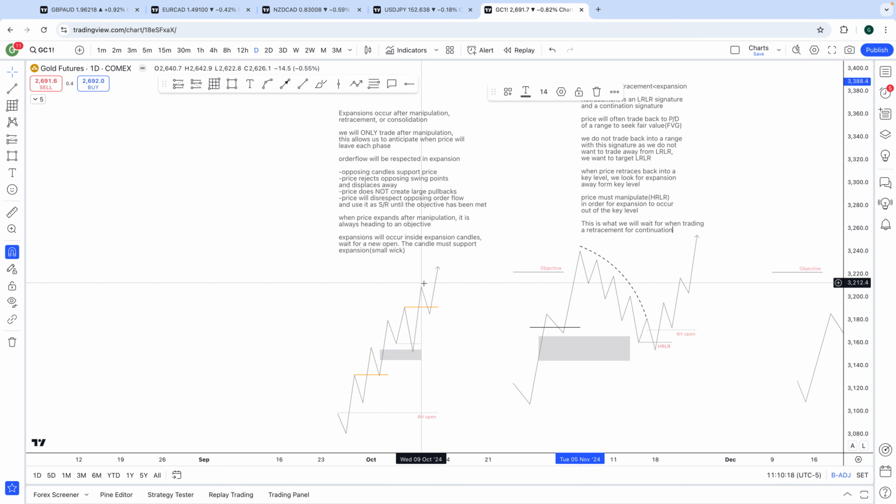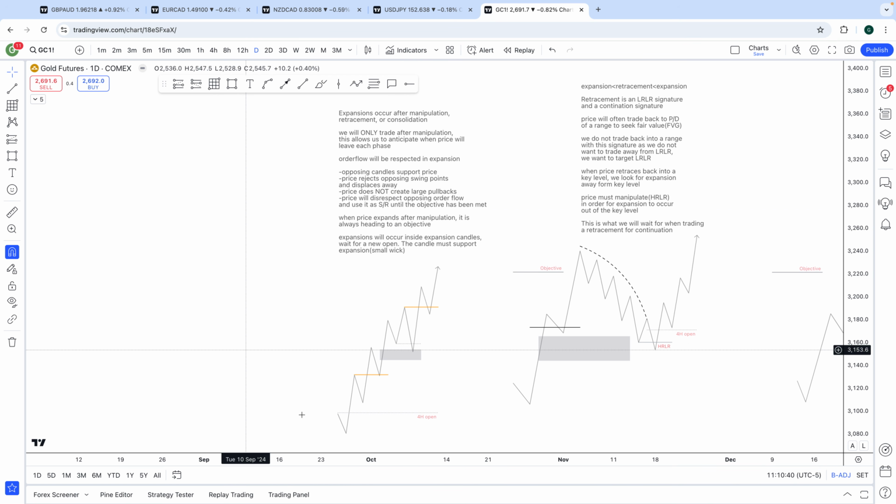We don't want to see price pulling back to premium discount, to be honest, especially a deep discount. That's a red flag for expansion. It's kind of like an invalidation. So price will disrespect opposing order flow and use it as support or resistance until the objective has been met. Any sell side PD arrays, we want to displace through those and close over them and use them as support. We will only get a deep pullback after an objective has been met.